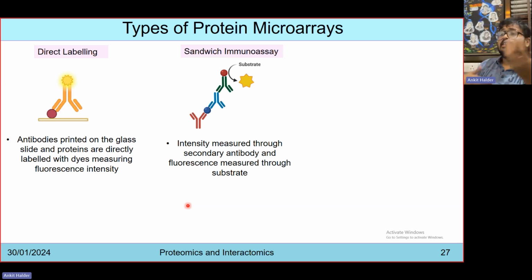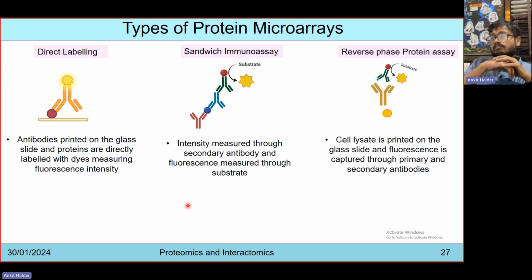And another is your sandwich kind of thing, with the same principle as sandwich ELISA, where you have the antibodies printed, you are giving the lysate which is getting matched, and then you are adding the primary antibody to get attached with that particular protein, and then the secondary antibody. Finally, you are trying to measure the intensity, the expression level.